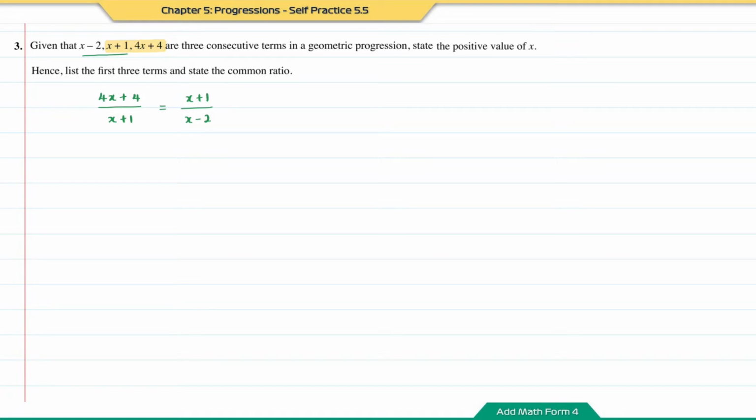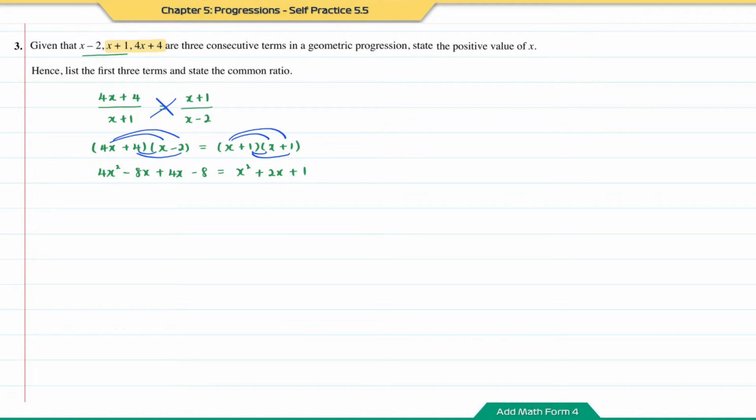Now to find x, we're going to do the cross multiplication. So here we're going to get bracket 4x plus 4 times x minus 2 equal to x plus 1 times x plus 1. Here we are going to expand this. The first one we're going to get 4x squared minus 8x plus 4x minus 8 equal to x squared plus 2x plus 1.